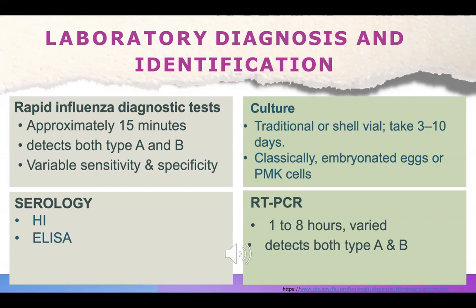And then we have the rapid influenza antigen detection tests. They are commercially available and quite easy to use. Usually it only takes about 15 minutes. However, the problem with these tests is that they vary in sensitivity and specificity according to brand. So, culture, rapid tests, RT-PCR, and serology. Again, those are the methods that we use for identifying the flu virus, its types and subtypes.